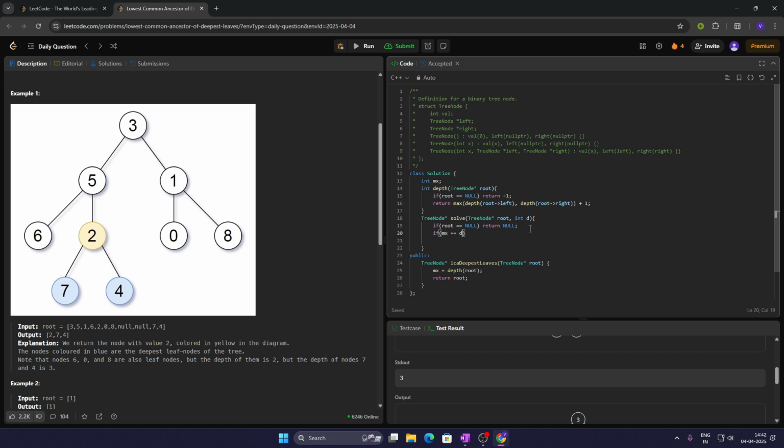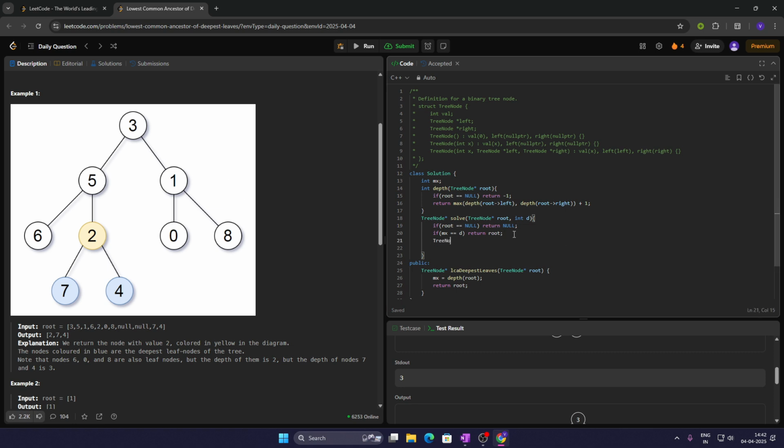We'll check here: if mx equal to d, the depth up to that level. If it is equal, then we will return root to its parent. Like if the maximum depth is 3, like in this case it's 3, and the depth of this node is also 3, then it will return 7 to its parent. That we manage that condition here. In this case, we will check for the left subpart and we will check for the right subpart as well.